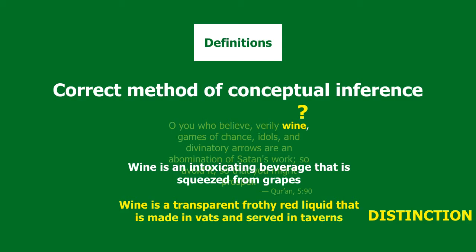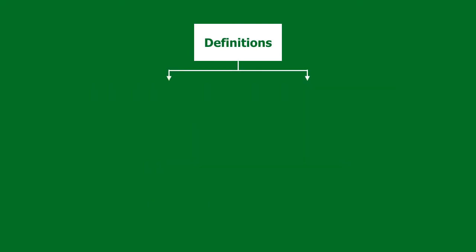an illustrative example. If one were to define wine in this way, that it is a frothy red liquid that is made in vats and served in taverns, you immediately grasp what is being spoken about. You gain conceptual knowledge of the definiendum, wine. But the conceptual knowledge in this second case allows you to distinguish the concept of wine from other concepts. So what you gain is the ability to distinguish. You don't gain an essential knowledge of what wine is. And these are the two kinds of definitions.